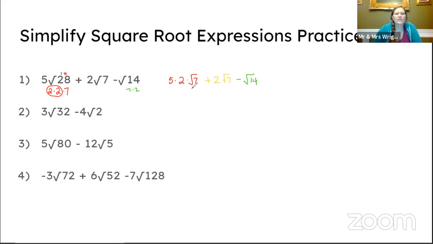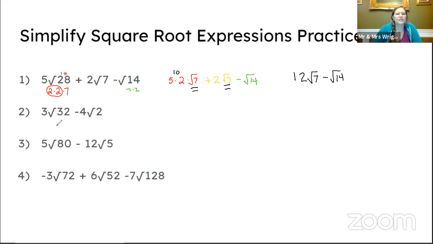So now we see that there's 2 like radicals here, the radical 7. So I'm going to go ahead and write radical 7. I know that that's going to remain the same. 5 times 2 is 10. 10 plus 2 is 12. So 12 radical 7 minus radical 14. And that's my final answer for number 1.